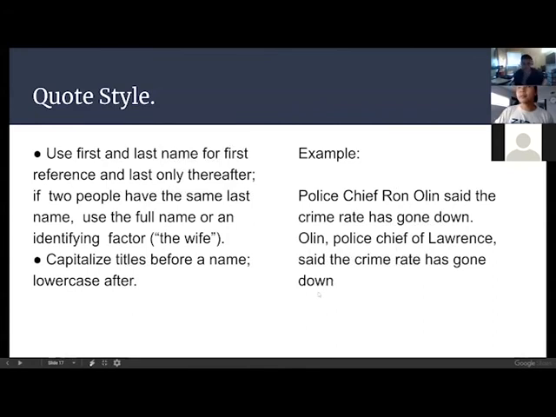However, if you're not including a first name, if you look right here in the example, Olin, comma, Police Chief of Lawrence, said the crime rate has gone down. If it's after the name, the way it's placed like this, you don't have to capitalize Police Chief. It's only capitalized if it's presented as the title and before them. So if it's ASB President Valeria, or English teacher Mr. Ta, Police Chief, officer, right? Then that's when it's different.